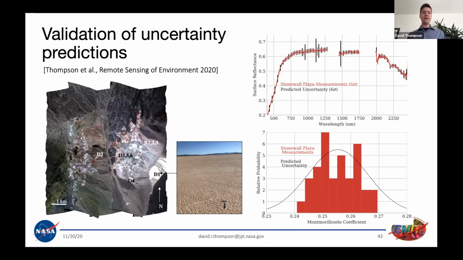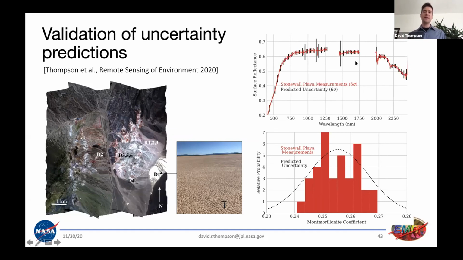So if we accumulate a bunch of detection pixels here and look at the montmorillonite feature depth, you get a histogram that looks like the red bit here. The predicted uncertainty in our mineral measurements, by propagating through the instrument noise, is the black Gaussian line behind it. And the moral of the story is that these are actually quite consistent. It's good news that our predicted uncertainties in the mineral feature depth measurement actually envelope the uncertainties that were realized by looking at the variability of our Stonewall playa measurements.